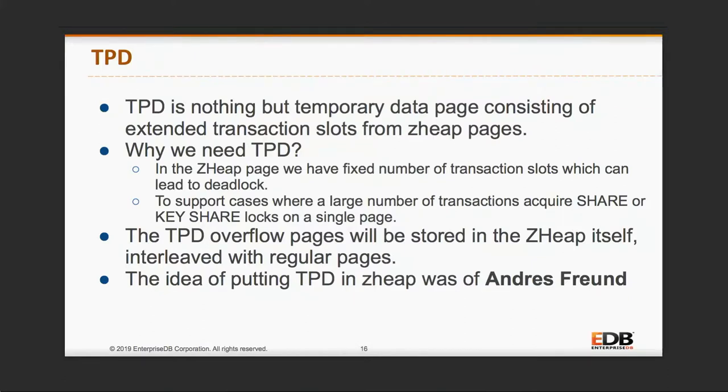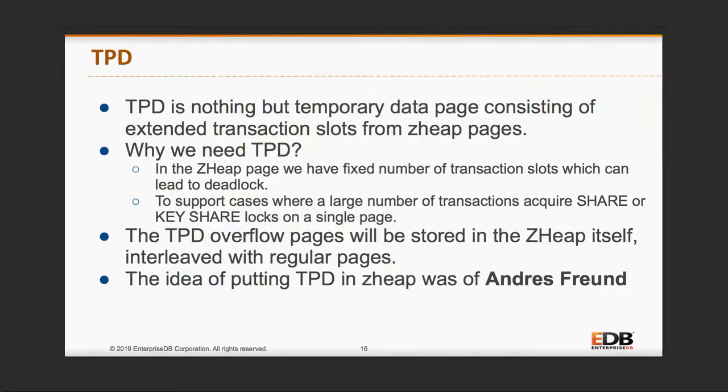So now, what is TPD? Why do we need TPD? Because having a fixed set of slots in a page might create deadlocks, right? Different transactions may want to access the pages in different order, and in order to do some operations on the tuple, a transaction has to reserve a slot. If you have a fixed number of slots, that may create deadlock scenarios. To avoid that, we need more slots. Also, there can be multiple keyshare locks on the same tuple. For that also, we need more slots so that they can work concurrently.